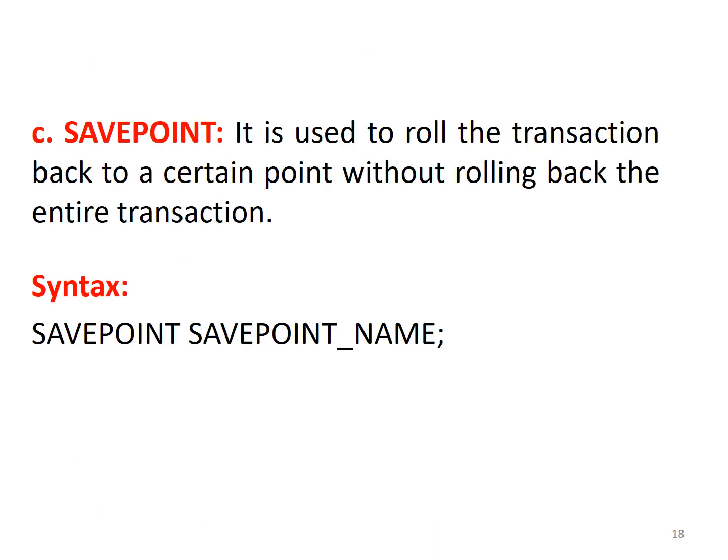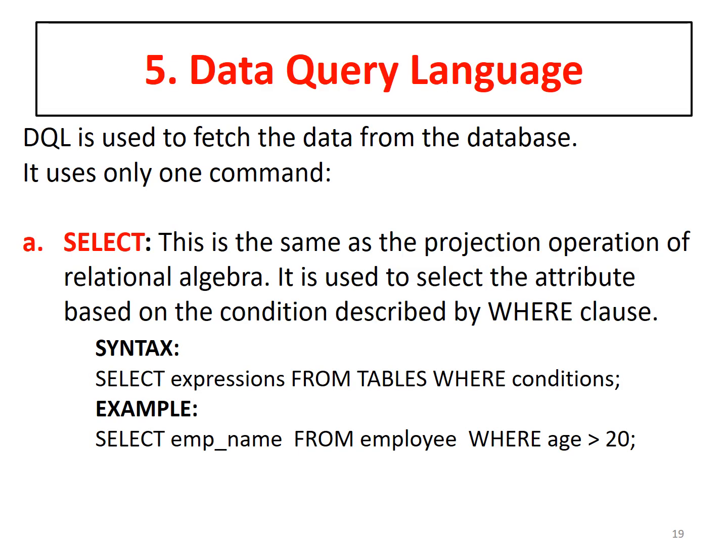Next one is savepoint. It is used to roll the transaction back to a certain point without rolling back the entire transaction. Syntax: savepoint, then savepoint_name. The last one is data query language. It is used to fetch data from the database. It uses only one command.